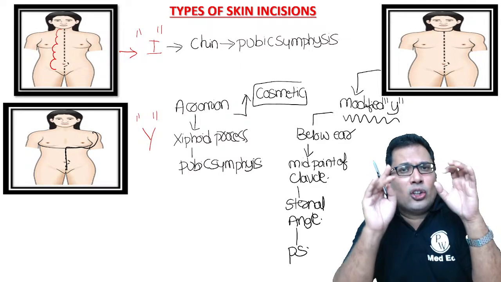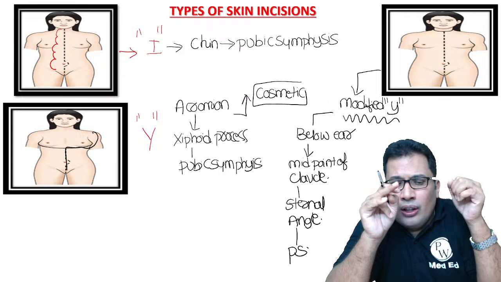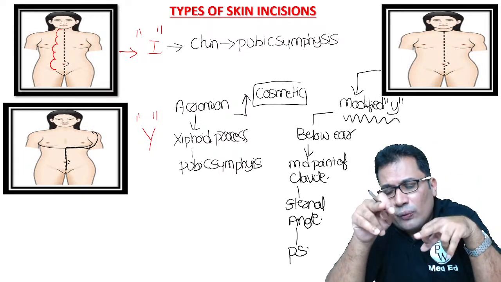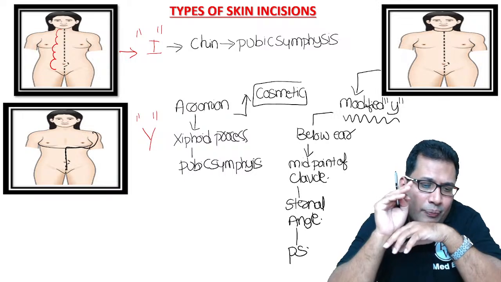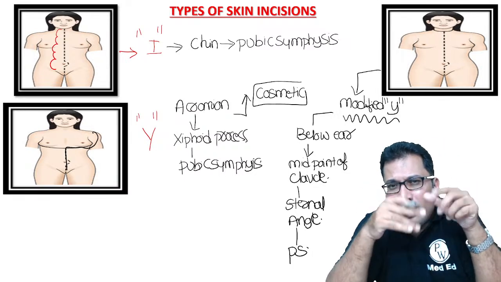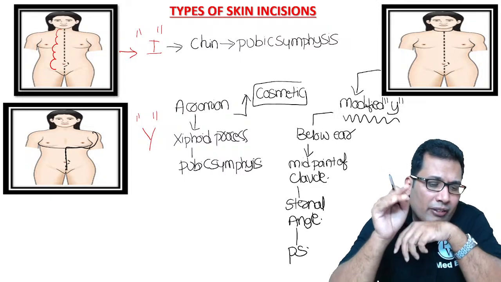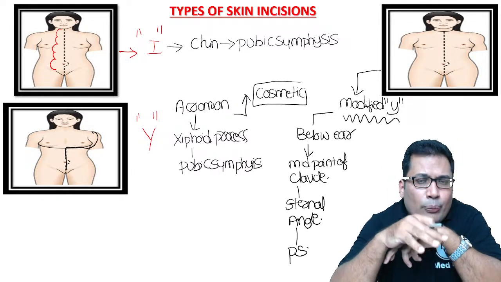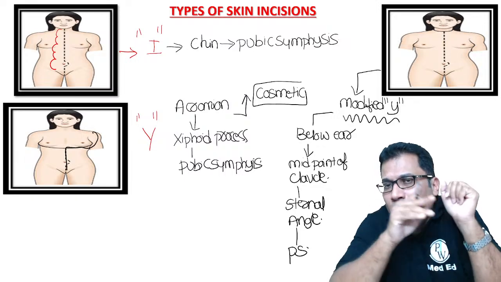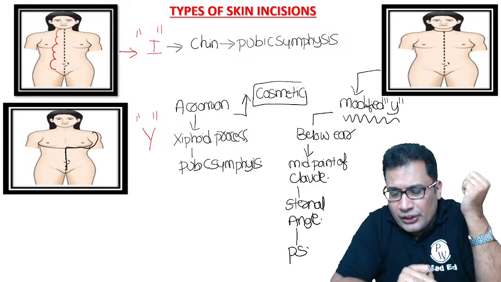So what are the 3 common types of skin incision? One is eye-shaped incision, Y-shaped incision, and the third one is modified Y incision. Eye is the commonest one. Y has cosmetic importance, where it starts from acromion to xiphoid process to pubic symphysis. Modified Y is done in case of neck injury, in case of hanging and strangulation.